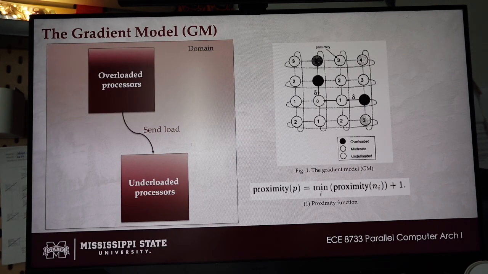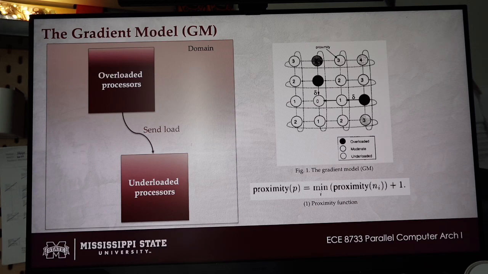Let's talk about the first dynamic load balancing strategy, which is called the gradient model. In the gradient model, the underloaded processor will inform other processors of its state or load condition. Then the overloaded processor will transfer a portion of its load to the nearest underloaded processor.